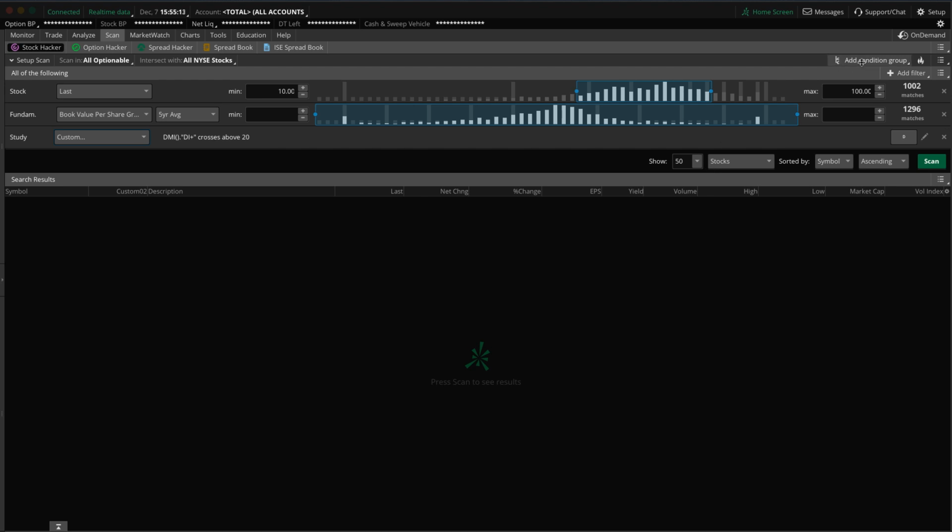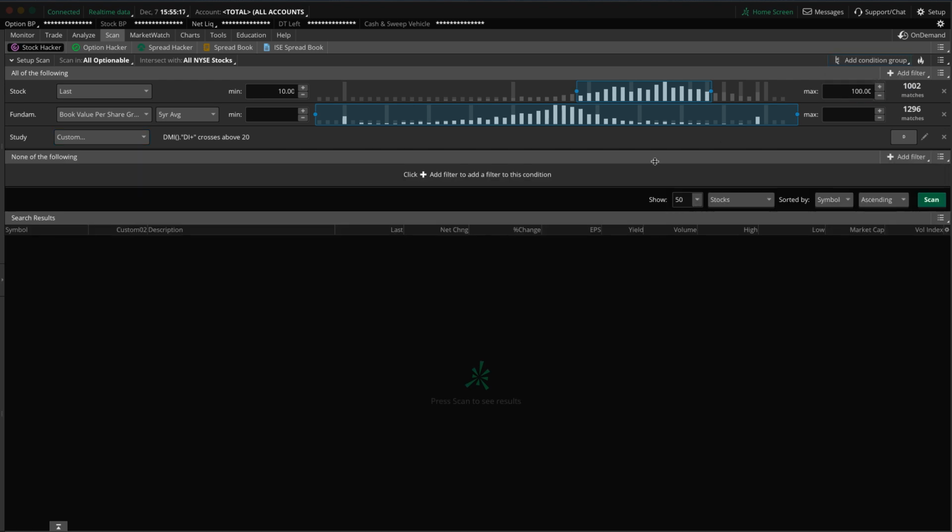So then you have this, right? You've got add condition group. All right, let's say none of the following. This is brand new. We never had this ability. We've actually had requests in the Q&A forum for this, and that is, how can I build criteria that I want to exclude from my scan results? So here you go. You've got here, add a filter for this condition. This is none of the following.